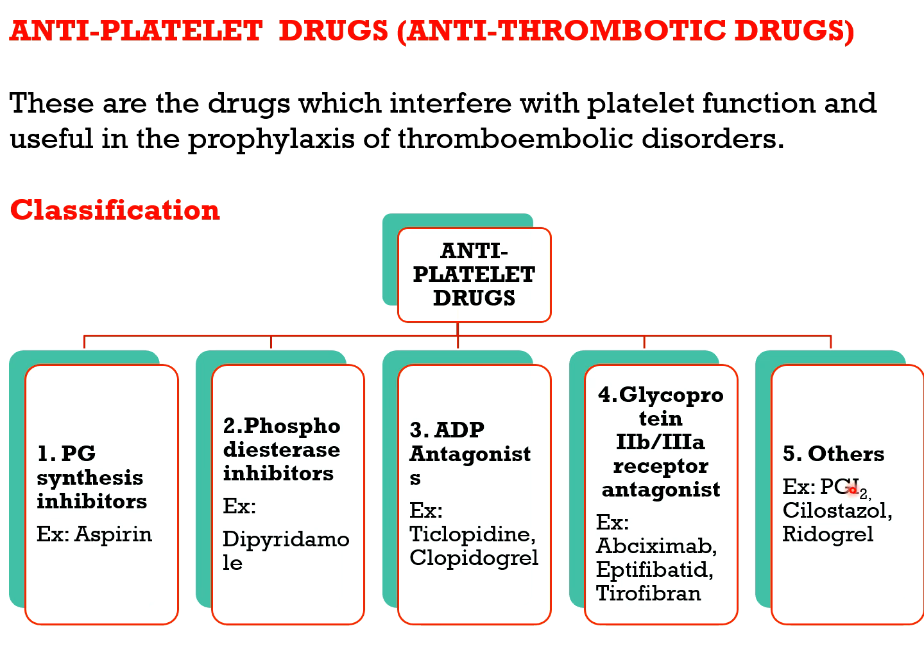Then fifth one is other class of drugs. You can see that prostaglandin synthesis inhibitors inhibit the prostaglandins. Phosphodiesterase inhibitors target the phosphodiesterase. Adenosine diphosphate antagonists target the ADP. Glycoprotein 2b3 receptor antagonists target the glycoprotein 2b3 receptors. Here these are the drugs which do not target a particular receptor or protein, but inhibit the platelet action. Those we call the other class of drugs. Example, PGI2, cilostazol and ridogrel.